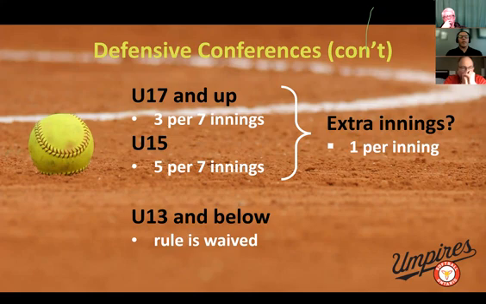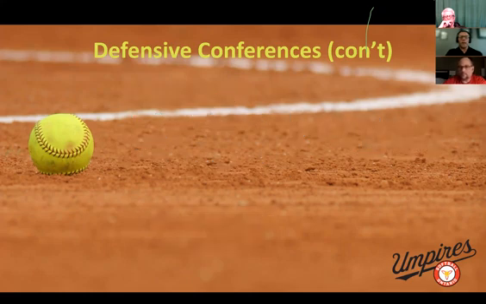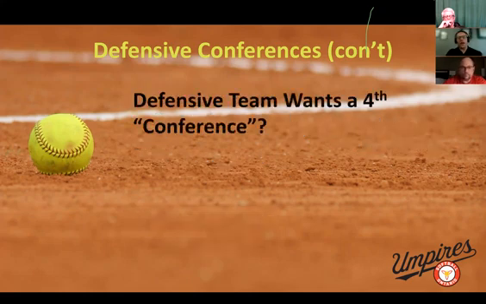So when we say 3 per 7 innings and we say 5 per 7 innings, I don't know how else to really put it other than freebies. There's nothing that the defensive team is required to do when they go and have these conferences. Now, what happens if we get to a 4th conference or a 6th conference, if we're talking U15? So that's where we get into, and I should back up here.